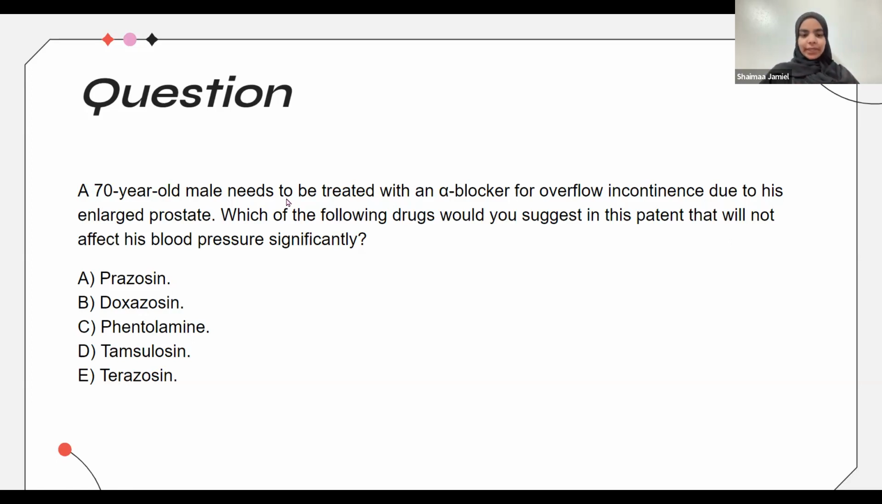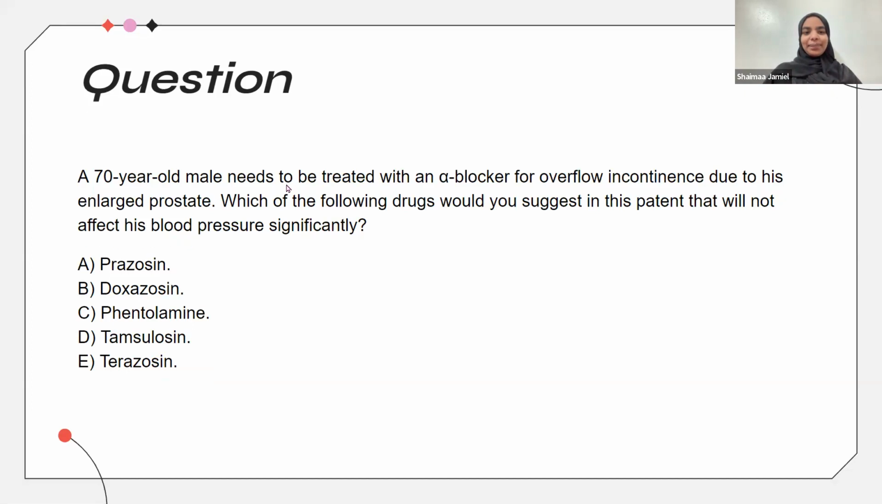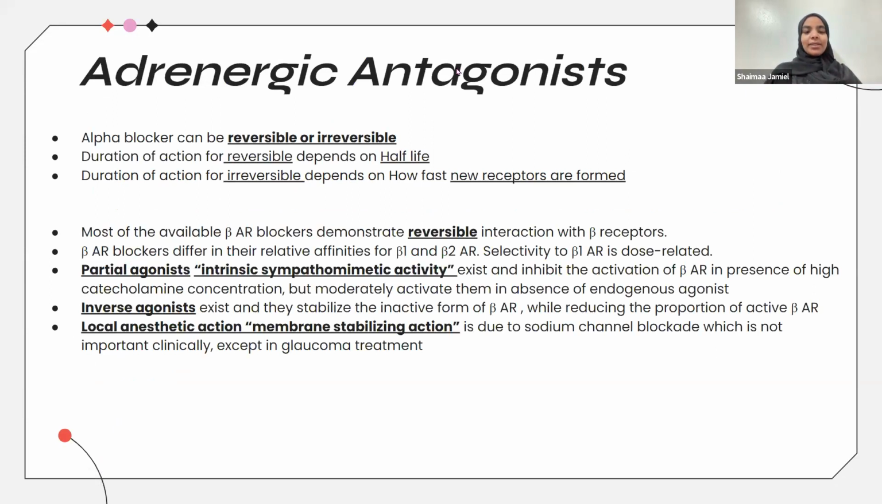And we're going to see the others right now. So, sorry, can you move to the next slide? Yeah, so tamsulosin is the correct one. So basically, to know about adrenergic antagonists, we have alpha blockers and beta blockers because these are the receptors, right? Alpha blockers can either be reversible or irreversible, okay? Therefore, the duration of action of a reversible blocker would depend on the half-life of the drug. However, if it's an irreversible drug, it's going to be bound permanently to the receptor.